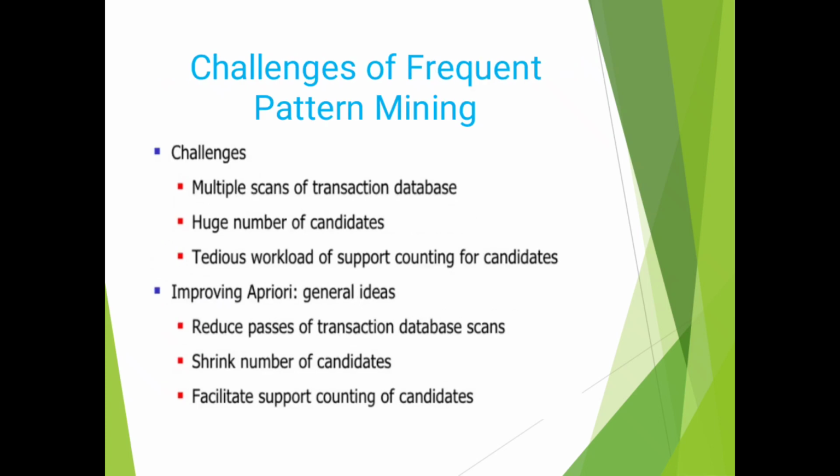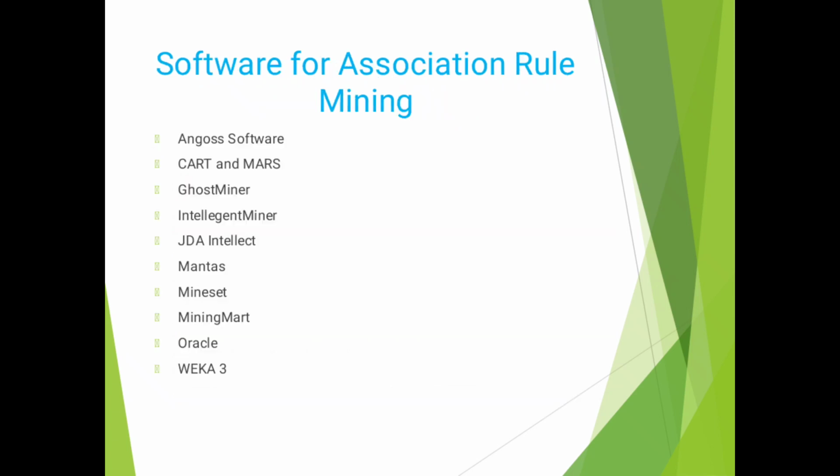Next one, challenges of frequent pattern mining. The challenges are multiple scans of the transaction database, a huge number of candidates, and the tedious workload of support counting for candidates. Improving Apriori, the general ideas are to reduce the number of transaction database scans, shrink the number of candidates, and facilitate support counting of candidates. These are the challenges of frequent pattern mining.